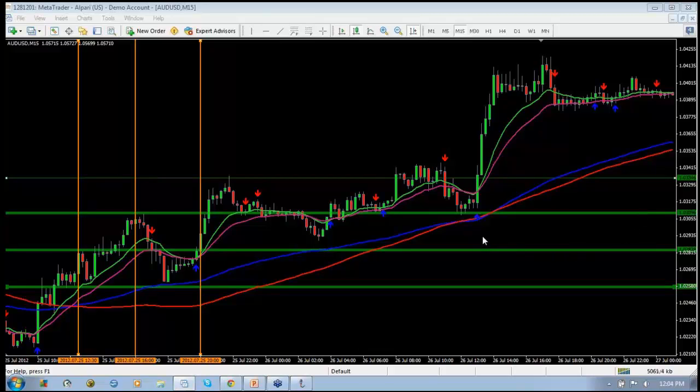Well, look at that. We just barely got it. It's right to the top of that candle. It's actually right there, just below the top of that candle. 52 pips would have been right there.